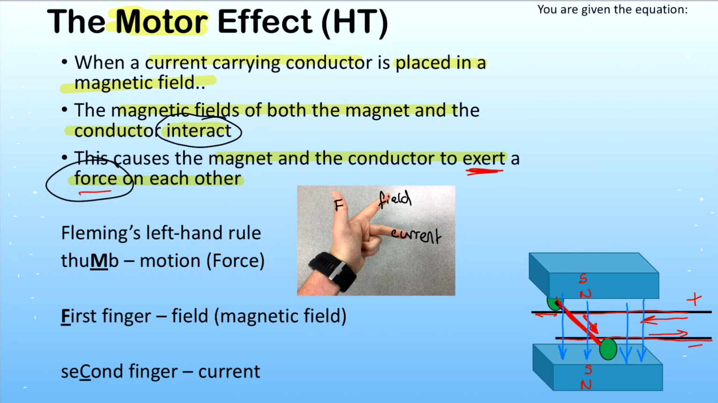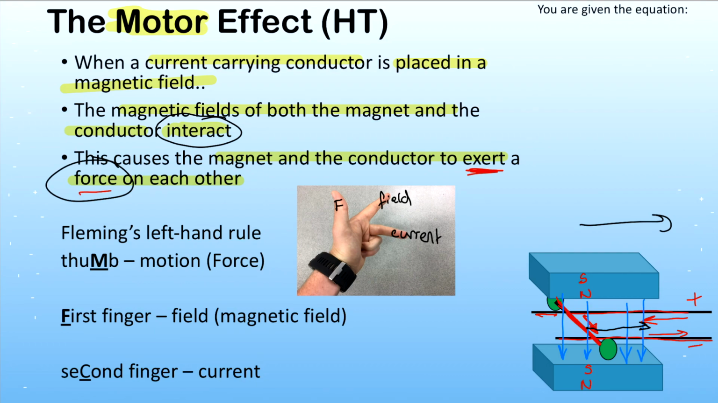So again, you might be sat in the exam, glance around a room, and you see a whole bunch of people making weird shapes with their hands. That's exactly what they're going to be doing. So if you align that with our diagram that we have here, you've got the second finger pointing out of the screen towards you. You've got the field is running down, and as a result, you should be able to see that your thumb is pointing to the right, which tells us this metal rod is going to start rolling to the right.